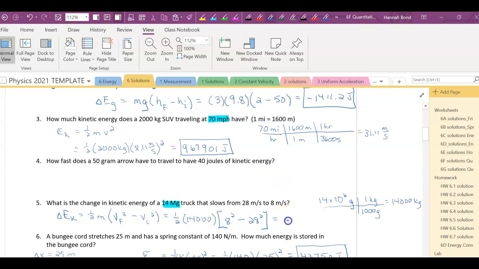So I'm going to get a negative number. Because the truck slowed down, its kinetic energy got smaller. So the change is a negative number. Negative 5,040,000 joules. Okay.